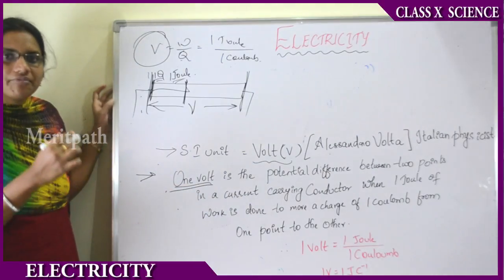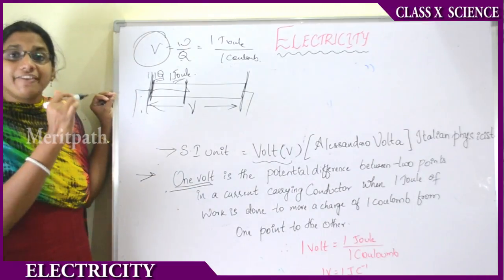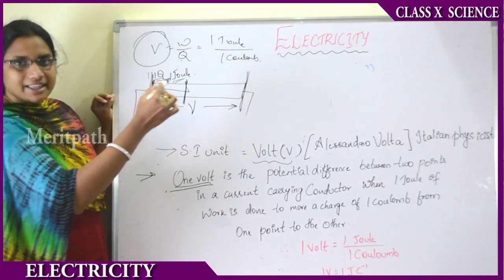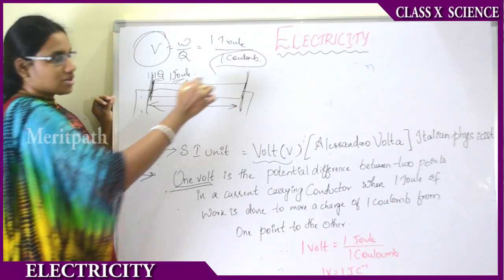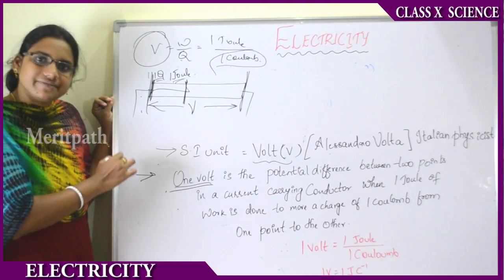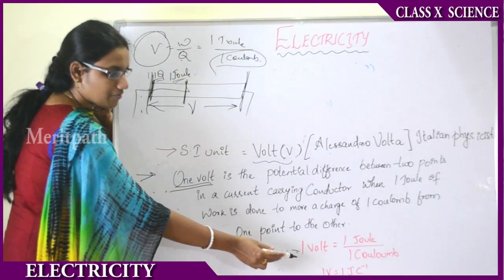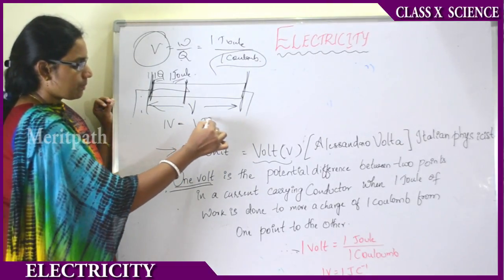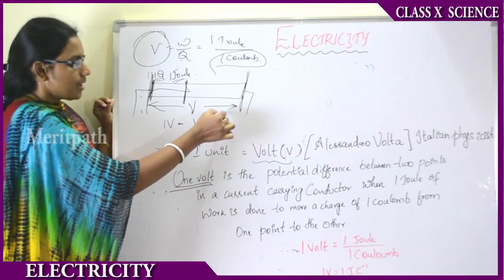The rate of work done by charge is defined as the potential difference, and 1 volt of potential difference is defined as the amount of work done, equal to 1 joule, in order to move 1 coulomb of electrical charge from one place to the other in a conductor. Now we will see the symbol and the formula: 1 volt equals 1 joule by 1 coulomb, that is, 1 volt equals 1 joule per coulomb. Coulomb, that is the denominator, goes upward, and we keep -1 on the power.